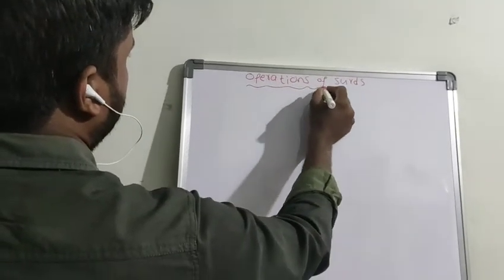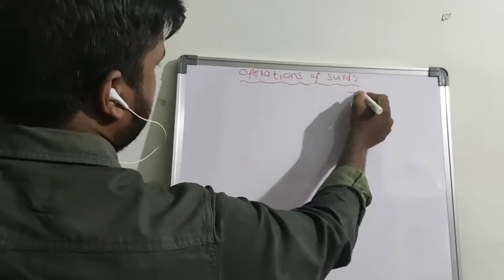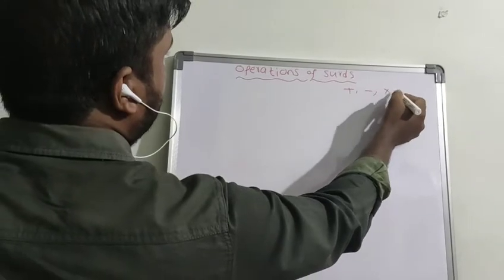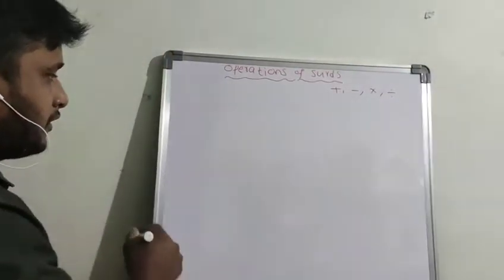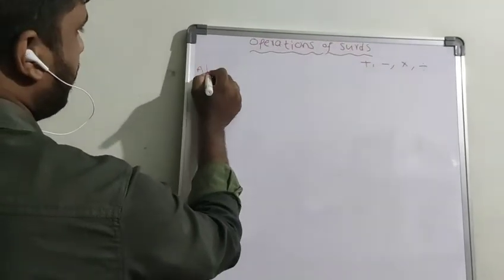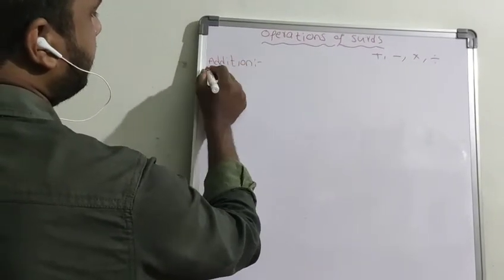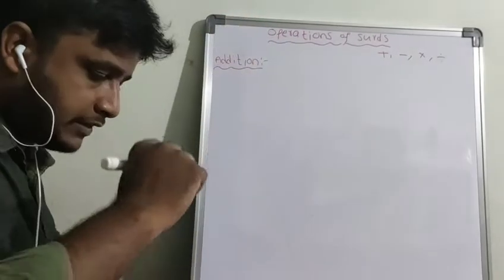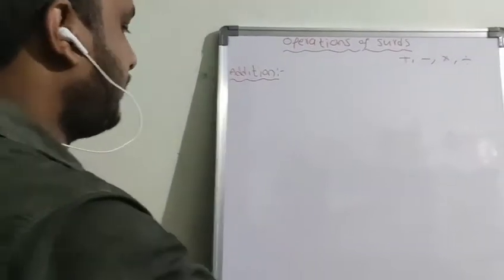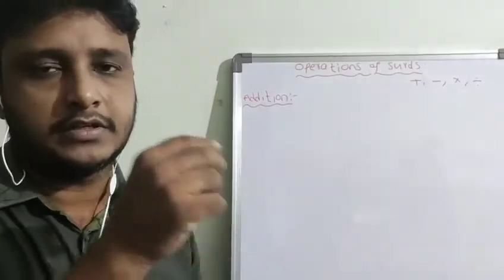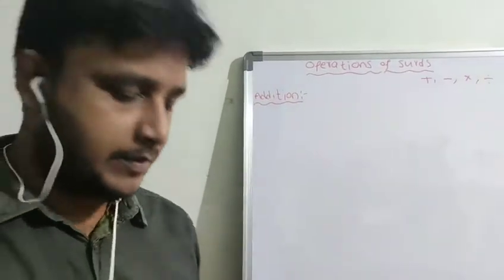So in operations of surds, we have 4 basic operations: addition, subtraction, multiplication and division. First, I am going to discuss addition. So how to do addition? For this addition, we have to consider only similar surds. And yesterday we discussed the meaning of similar surds.